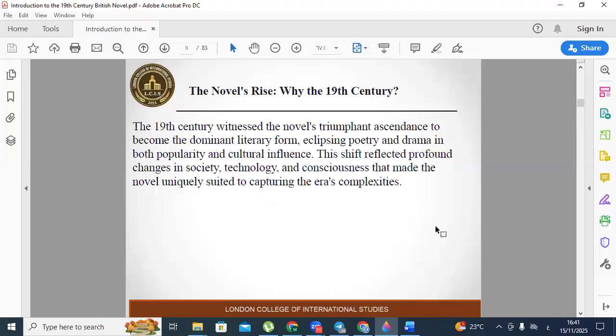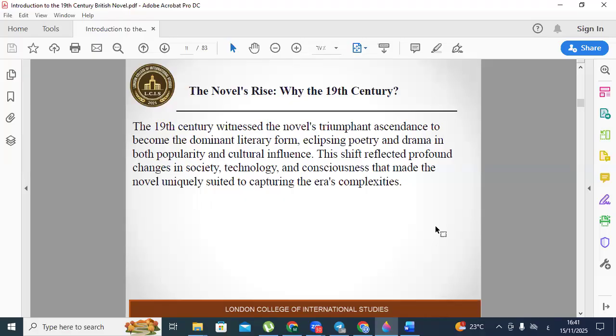The novel's rise, why the 19th century? The 19th century witnessed the novel's triumphant ascendance to become the dominant literary form, eclipsing poetry and drama in both popularity and cultural influence. The shift reflected profound changes in society, technology, and consciousness that made the novel uniquely suited to capturing the era's complexities.